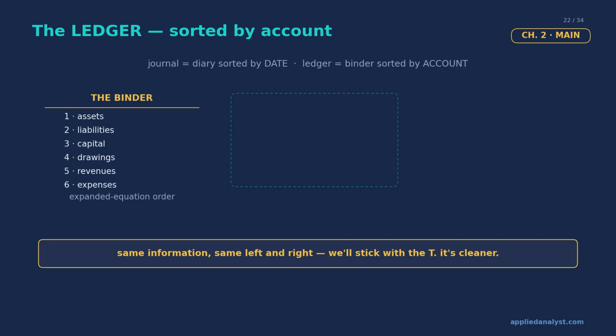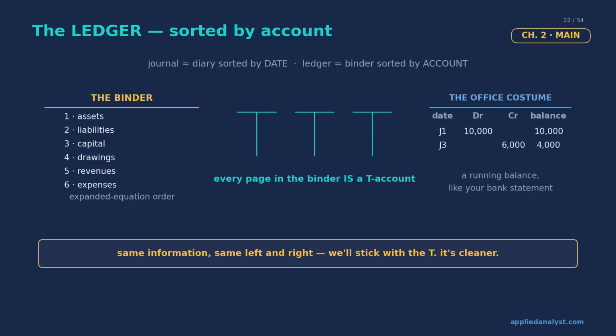And here's the connection that makes it easy. Every page in that binder is a T account, the exact T you already own. In real offices, the page usually wears a different costume, date, debit, credit, and a running balance, like your bank statement. Same information, same left and right, just dressed for work. We'll stick with the T, it's cleaner to learn from.